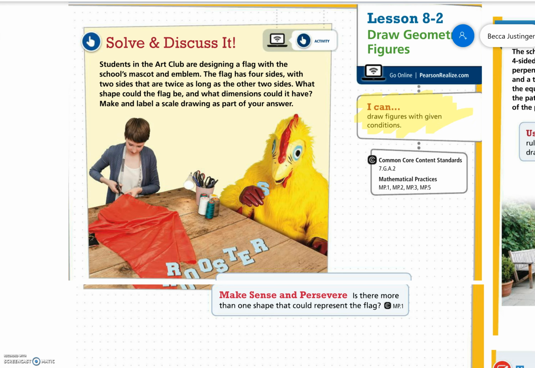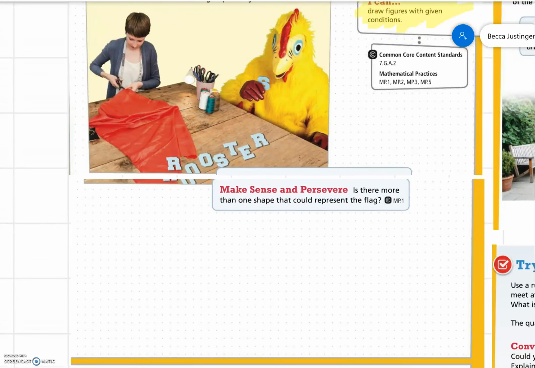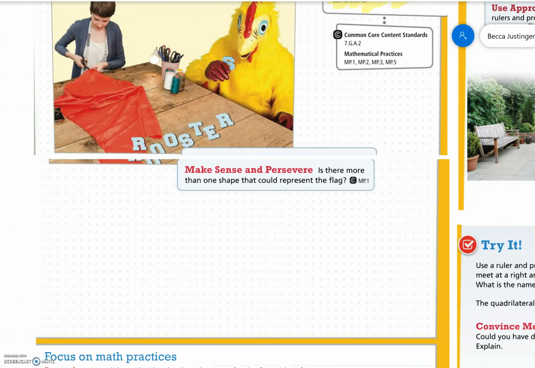Students in the art club are designing a flag with the school's mascot and emblem. The flag has 4 sides, with 2 sides that are twice as long as the other 2 sides. What shape could the flag be, and what dimensions could it have? Make and label a scale drawing as part of your answer. Okay, we'll take some participation for what shapes it could be. Hopefully, most of you said rectangle.